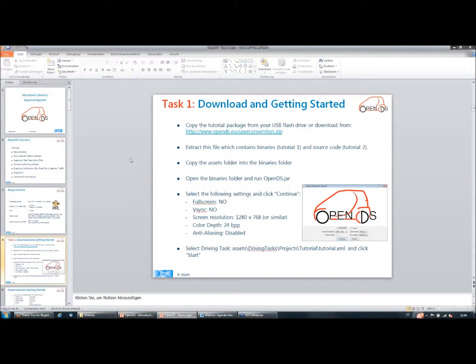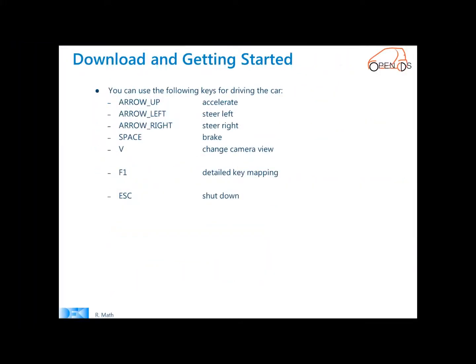We will gradually fill this scenario. You've now seen it's totally empty, and step by step we will place models into our scenery and rerun it again later on. By the way, this is how to get around. You can just use the arrow keys to control the car, the V key for changing cameras, and the escape button to close it again.